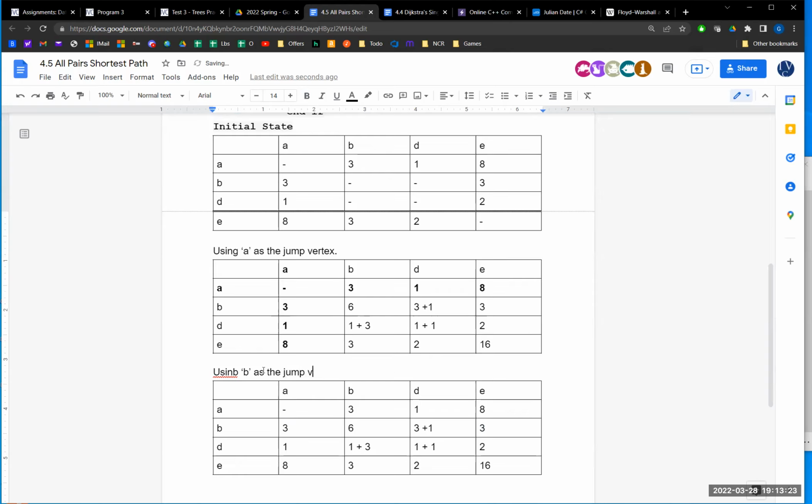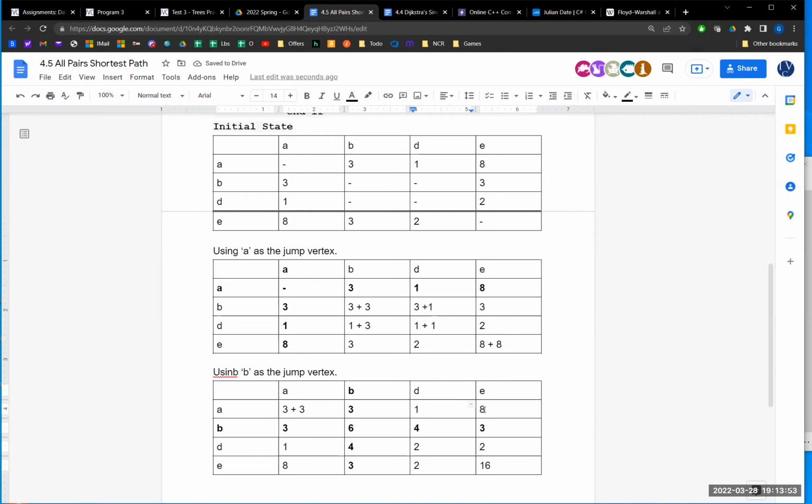So we'll use B as the jump vertex. Go ahead and replace our numbers here. Yeah, this one should have been 3 plus 3. Consistent. So we'll look at the bolded values versus every other element. And if it's better, we replace.